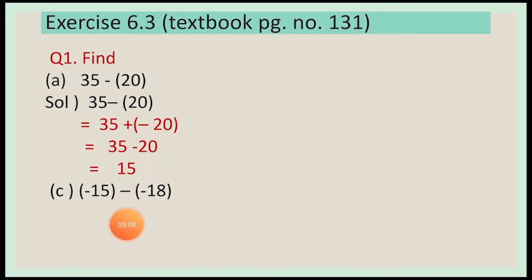Likewise, when we see the next question, it is minus 15 minus of minus 18. So how can it be solved? See here, the first integer we have written as it is, minus 15. In place of minus, we have written plus, and the next integer was minus 18, so we have taken it as positive 18. Fine. Now by doing so, we have got minus 15 plus 18.